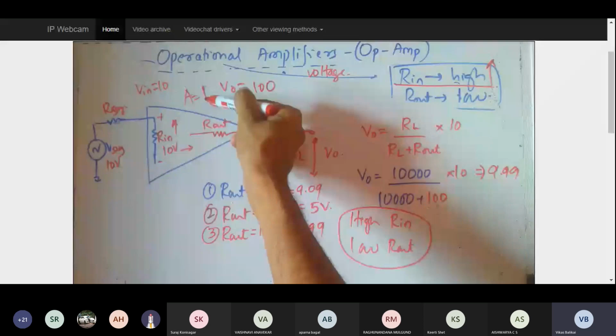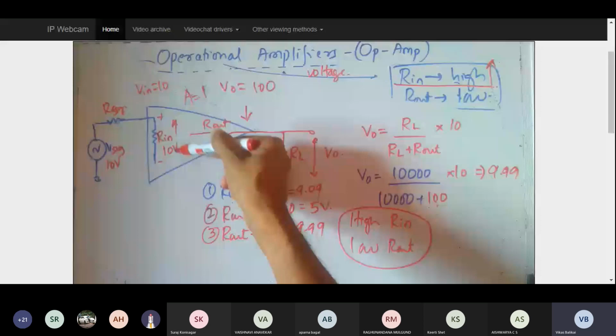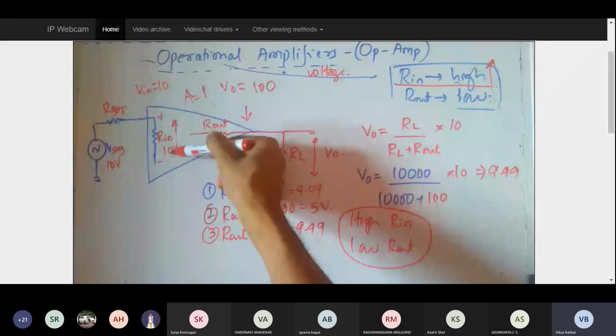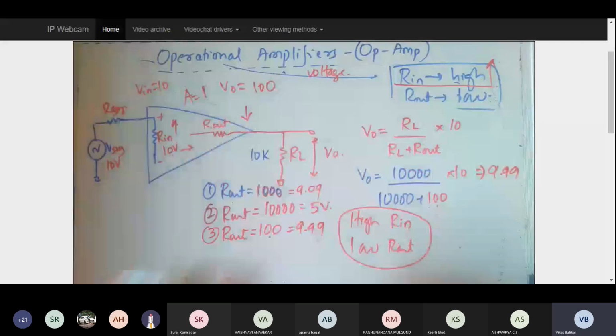So which means whatever input voltage I have given, or whatever input voltage the voltage amplifier has received, it should be made available to the output side. And in order to do that, I should have my R out very low. And these are my practical values.